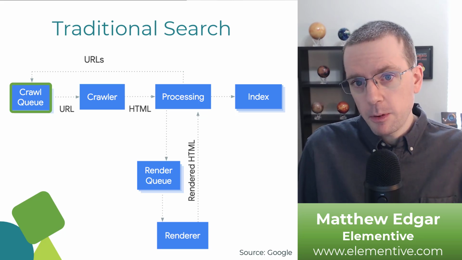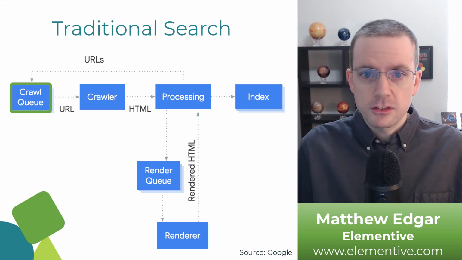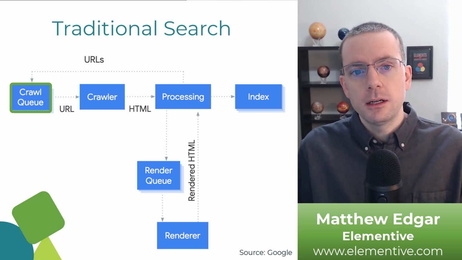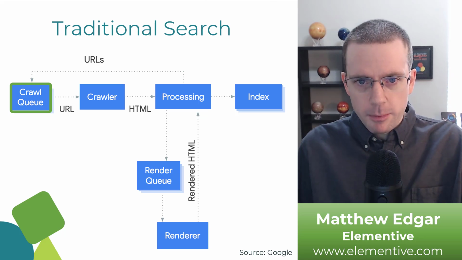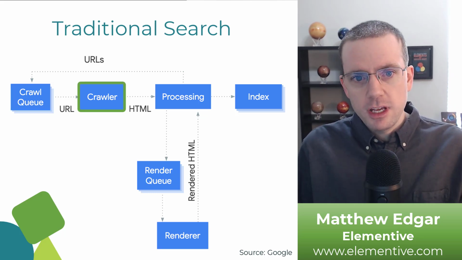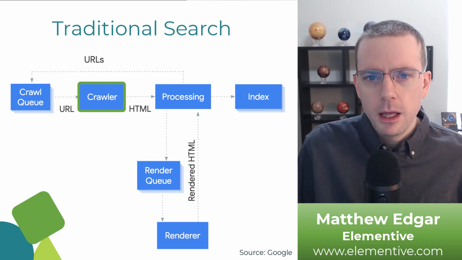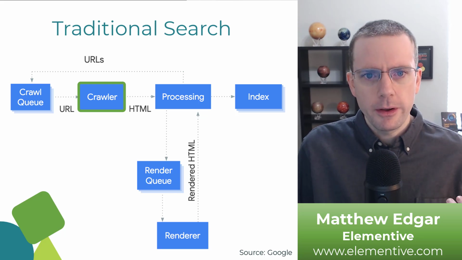So the first step of the process for Google is discovering a web page. After Google discovers a new URL, it places it in a crawl queue. At some point, this page is going to bubble up to the top of that crawl queue, and Googlebot's crawler can fetch the HTML code from that URL. Once fetched, Googlebot saves this information, saves that HTML code.